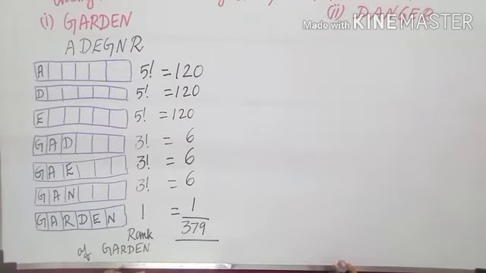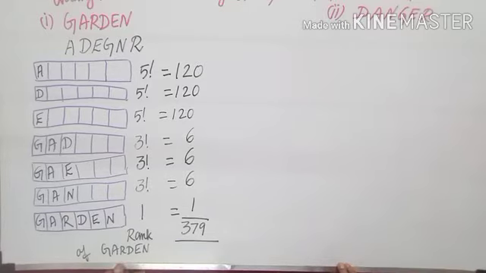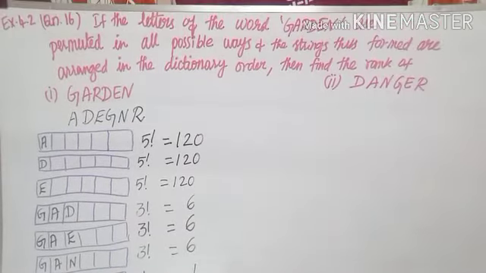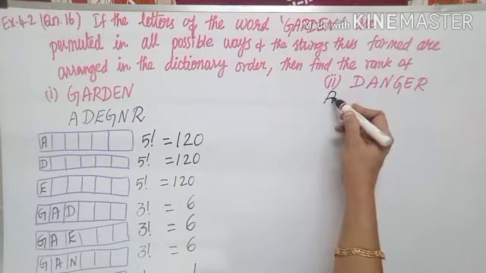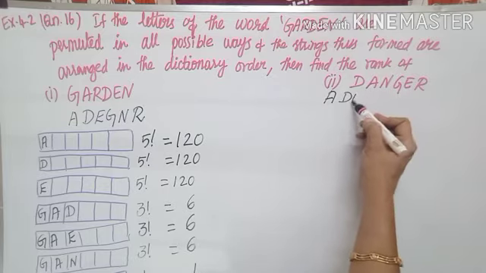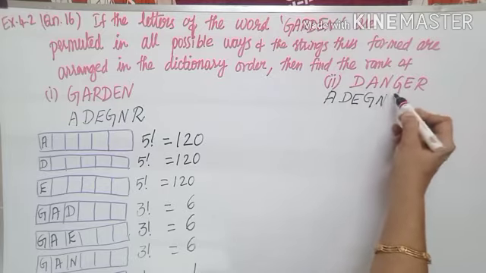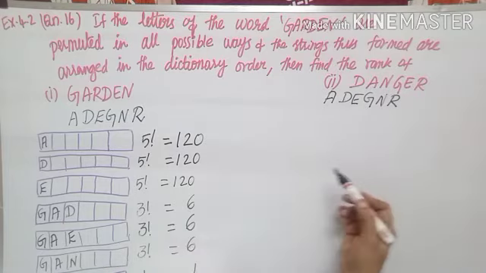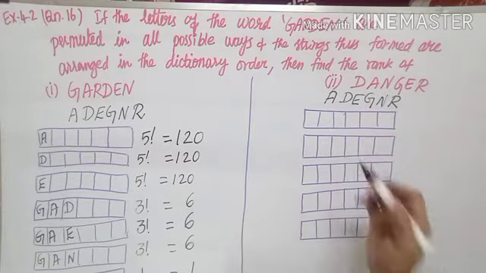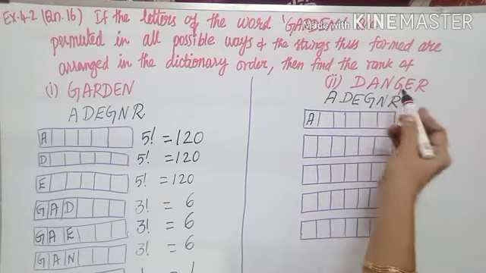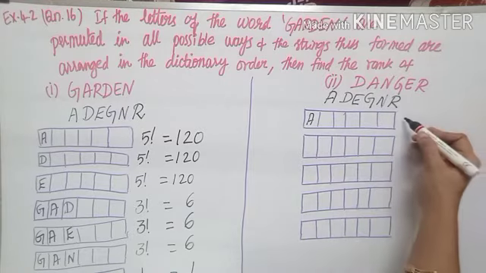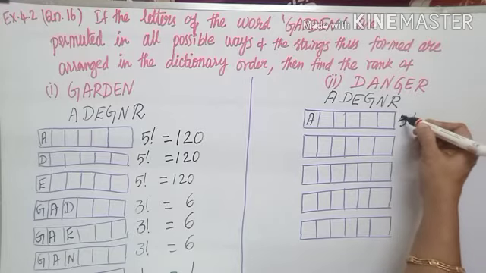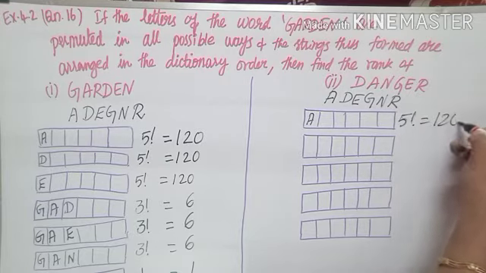The second subsection, we have danger. How to form that word danger? Again we shall write the alphabetical order, that is A, D, E, G, N, R. The same pattern we will fill the boxes. A starts, my word is danger, which starts with D. So A will fill the remaining 5 boxes in 5 factorial ways, which tells me 120.